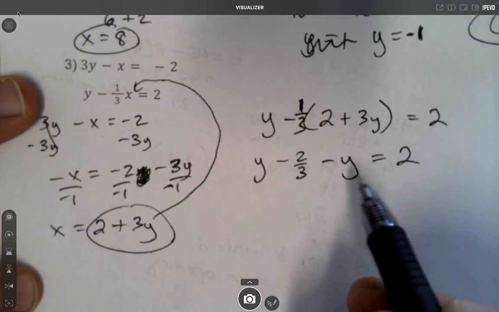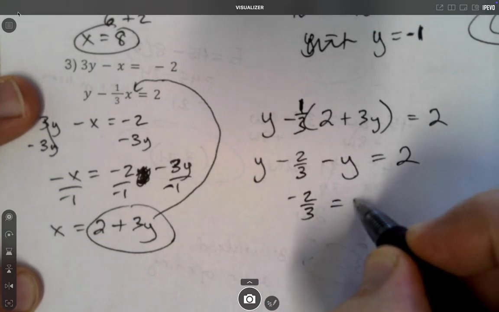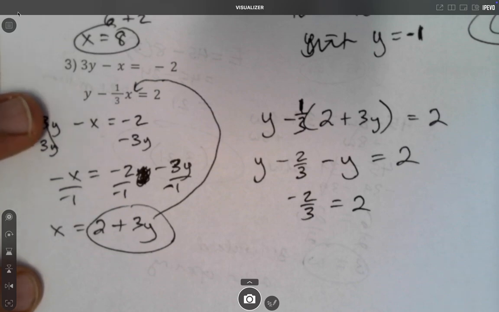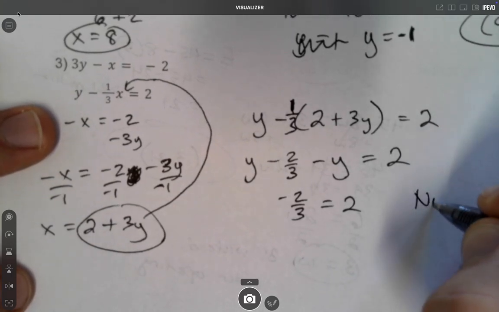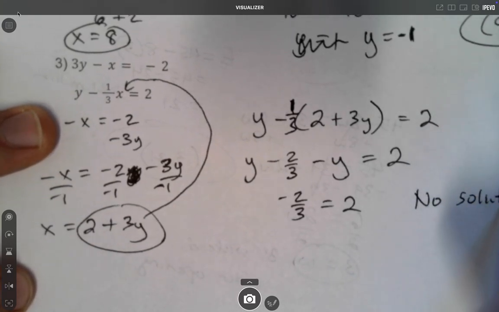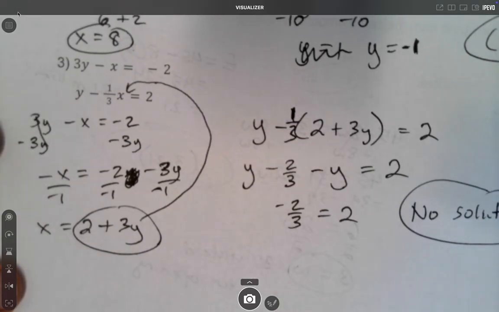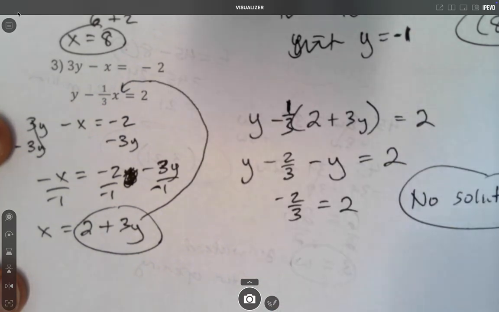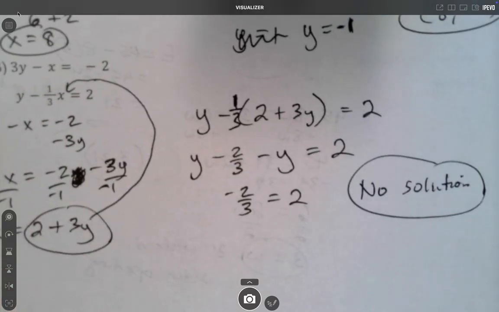So we have y minus y, which cancels out the y, leaving us just two numbers. Negative 2/3 equals 2. As you likely know, that's not true. Negative 2/3 is not equal to 2, so we get no solution. Because it turns out these two are parallel lines. If you put them both in slope-intercept form, you'd find out they both have a slope of 1/3, and that means they're parallel lines, and there is no solution to this system of equations.